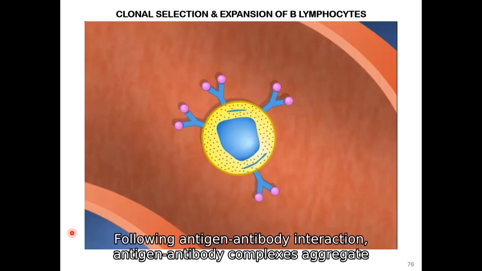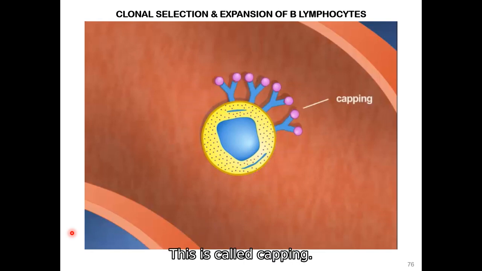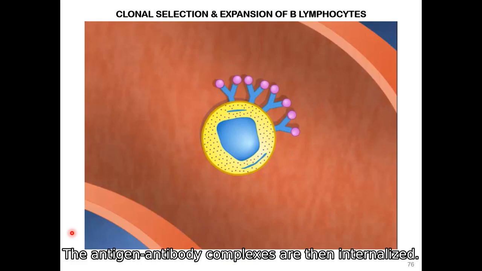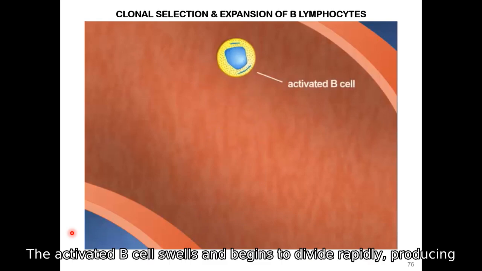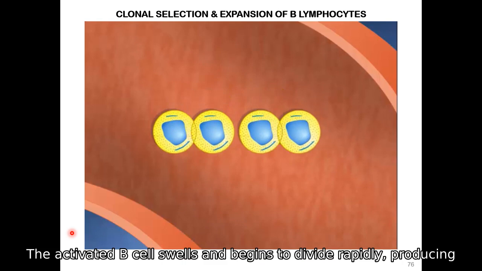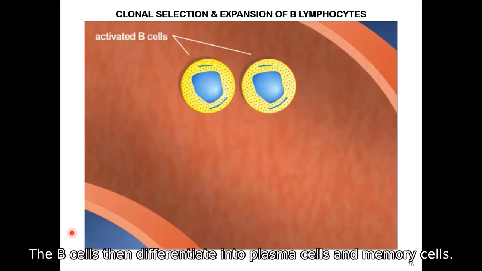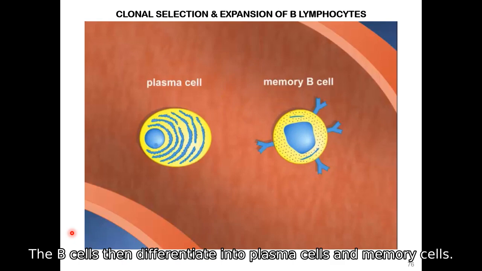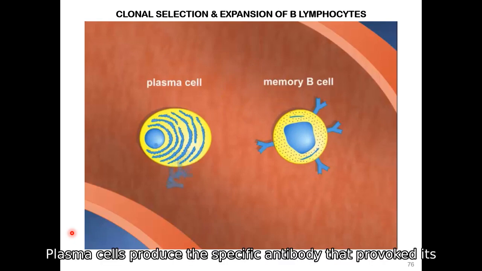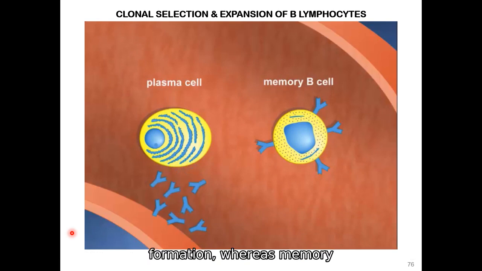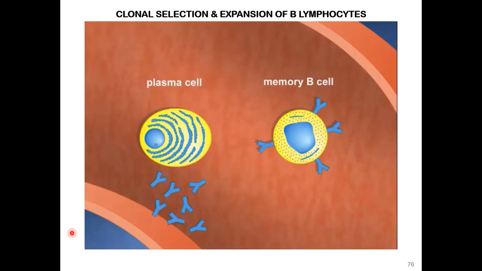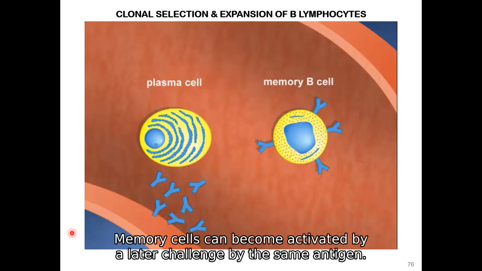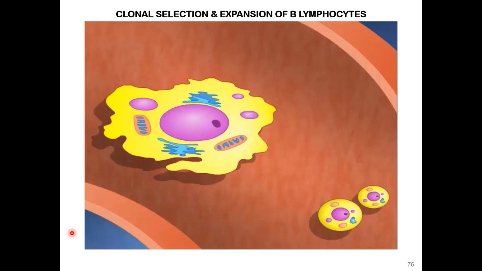Following antigen-antibody interaction, antigen-antibody complexes aggregate on the surface of the cell. This is called capping. The antigen-antibody complexes are then internalized. The activated B cell swells and begins to divide rapidly, producing a B cell clone. The B cells then differentiate into plasma cells and memory cells. Plasma cells produce the specific antibody that provoked their formation, whereas memory cells remain in circulation but do not produce antibodies. Memory cells can become activated by a later challenge by the same antigen.